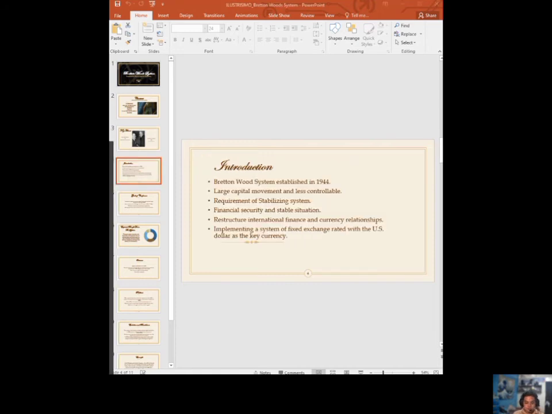Introduction. The United Nations Monetary and Financial Conference was held in July 1944 at the Mount Washington Hotel in Bretton Woods, New Hampshire, where delegates from 44 nations created a new international monetary system known as the Bretton Woods system.